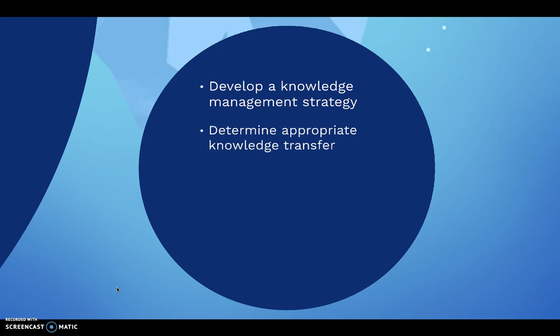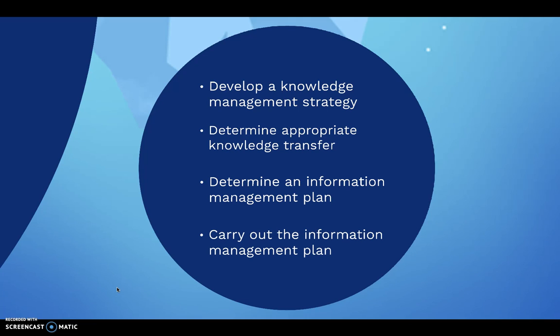First, develop a knowledge management strategy. What data should we capture that everyone should have access to? Second, determine appropriate knowledge transfer. How should knowledge communicate between individuals and across departments? Third, determine an information management plan. Who should have access to what information? Finally, build a service knowledge management system to carry out the information management plan. Doing this ensures that the right people have access to the right knowledge at the right time.